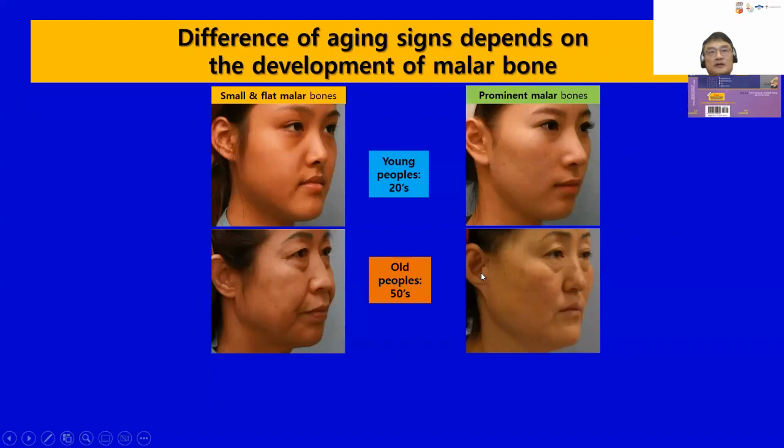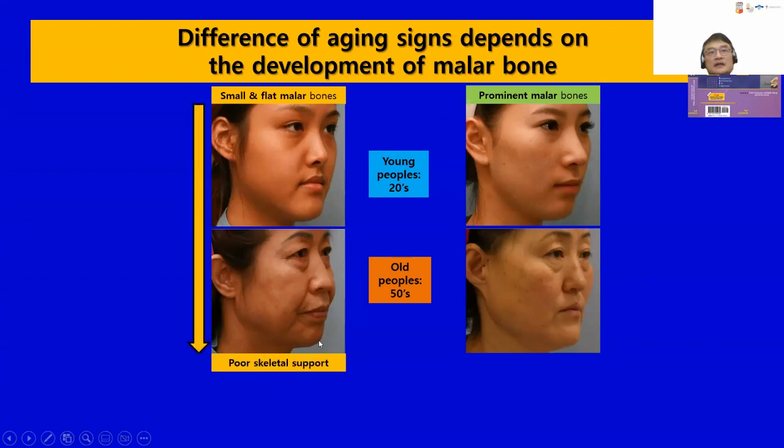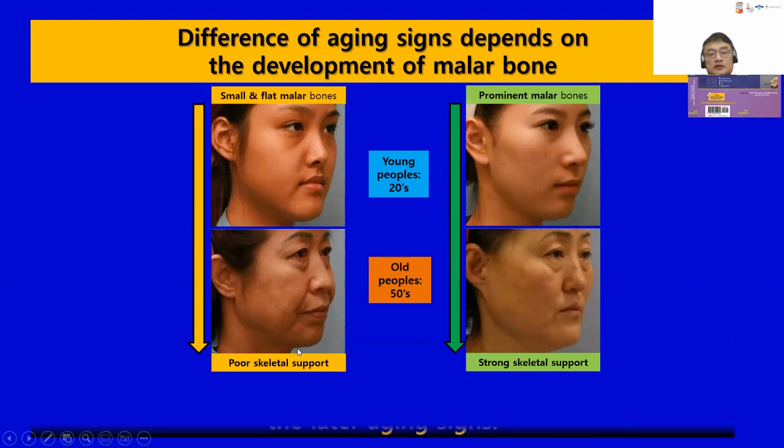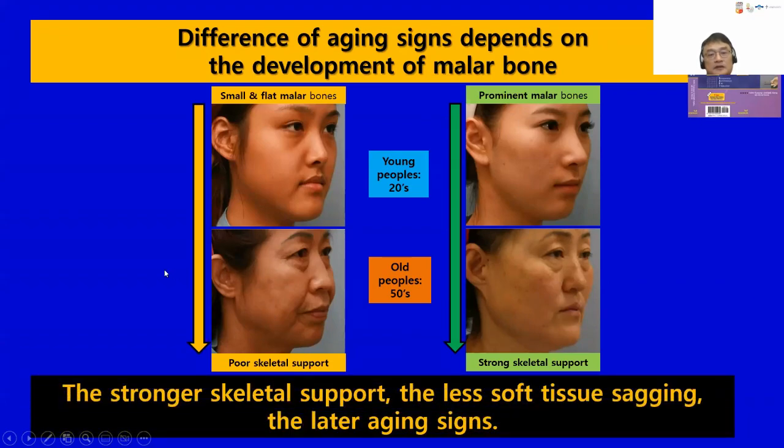In 50s, we can observe the lady who has a larger malar bone, right side, and has less deep nasolabial fold and less sagging appearance, compared to the lady on the left who has a small malar bone. This is an obvious evidence showing the stronger skeletal support, less soft tissue sagging. That's why when the patient complains of nasolabial fold sagging, we should check the size of malar. Very important. So when you do the fat injection, you should correct the bone deformity from the malar side first, and then correct the soft tissue volume defect second.